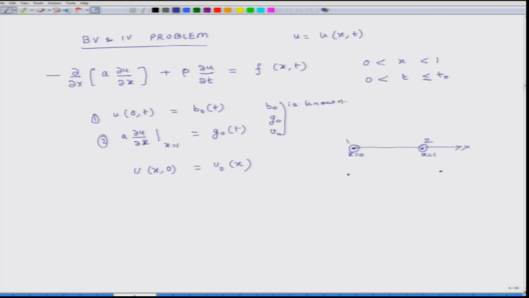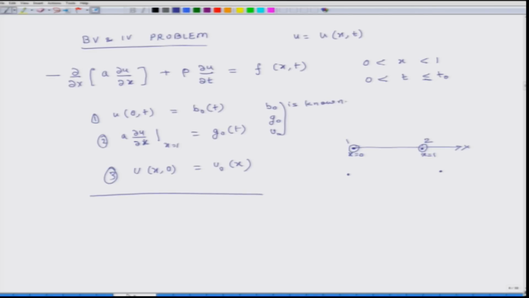Because of that it is a boundary condition, and I am also specifying at all the points at time t equal to 0. So, this is condition 3, and that is why it is a boundary and an initial value problem. So, I am stating what the system looks like initially and how it behaves at the ends at all times.